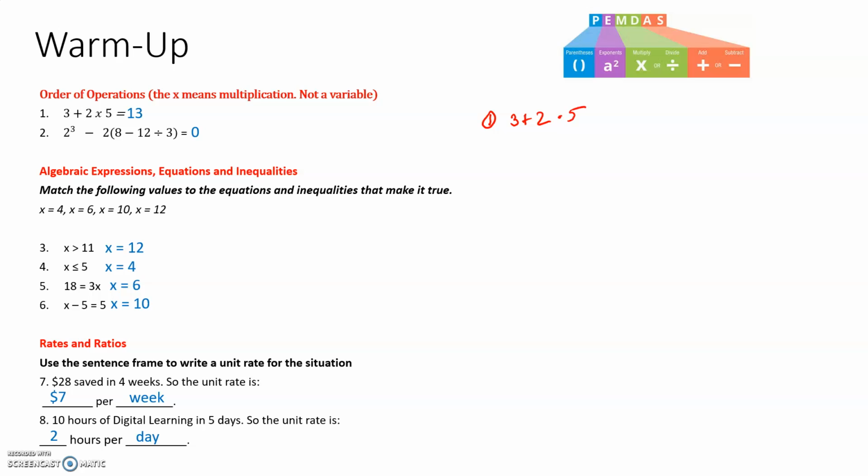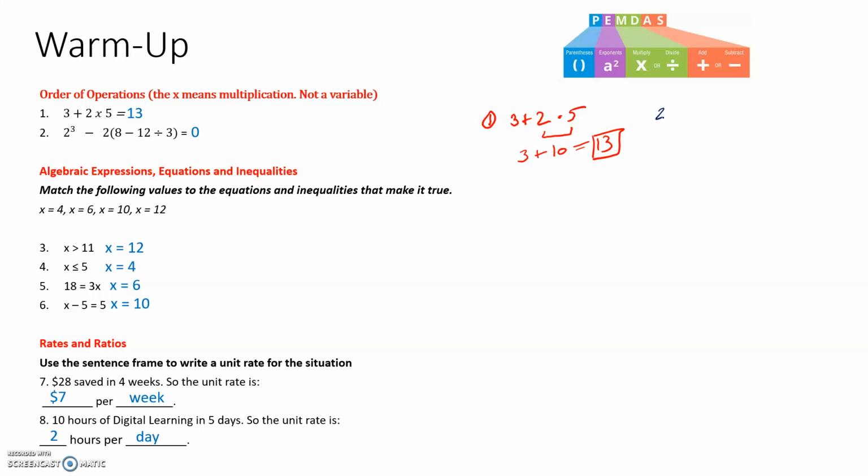If I follow my order of operations, I do multiplication before addition. So I have 3 plus 10, which equals 13. My answer is 13. All right, number 2, a little bit longer one.